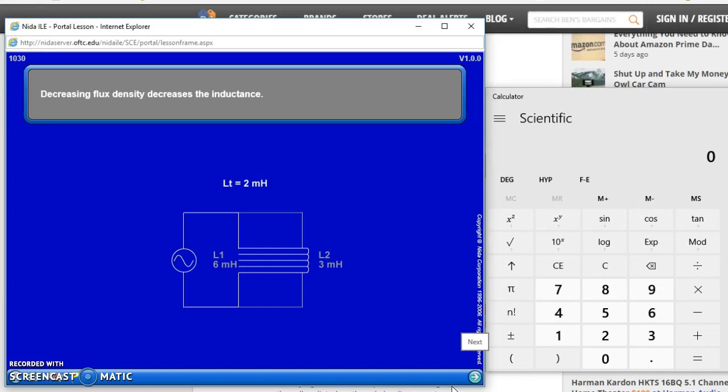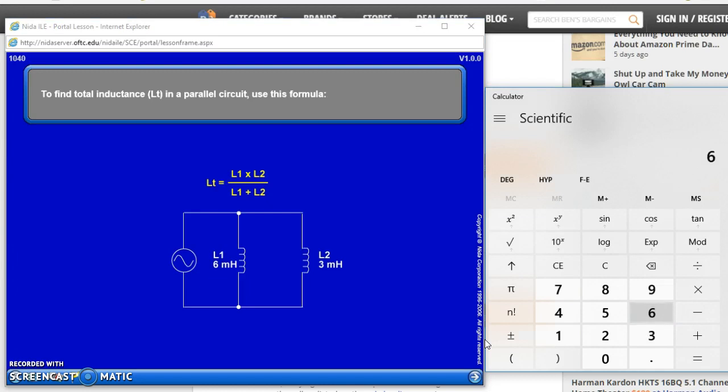I'm letting you read each of those things up top. Obviously, it's telling you some things, and you'll be going through this lesson hopefully independently, but I want to go through some of the calculations for sure with you. So again, it's showing the product over sum formula. We'll do that. So that's basically 6 times 3 over 6 plus 3. So I'm going to say 6 times 3 equals, and I'm going to divide that over 6 plus 3, which is 9. And we get 2.